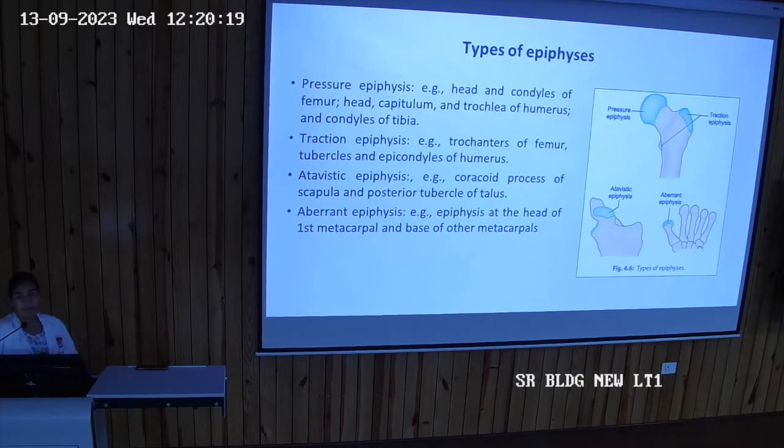Next is the aberrant epiphysis. This aberrant epiphysis is present in the metacarpals, in the hand. Of the 5 metacarpals, the head of the first metacarpal is bearing the epiphysis, while the other metacarpals, second, third, fourth, fifth, are bearing the epiphysis on the lower end. So one is different, in that it is only present at the head of the first metacarpal, while the rest of these metacarpals bear the epiphysis at the lower end. This is the aberrant epiphysis.